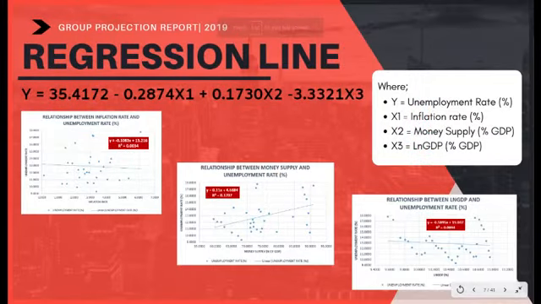From the regression line, we found that the formula is y equals 35.4172 minus 0.2874 x1 plus 0.1730 x2 minus 3.3321 x3, whereby y is the unemployment rate, x1 is the inflation rate, x2 is the money supply, and x3 is the log GDP. The y is the dependent variable, while the x's are independent variables.